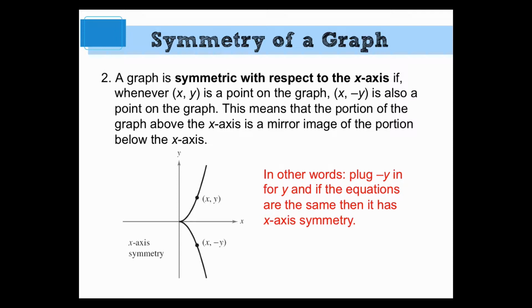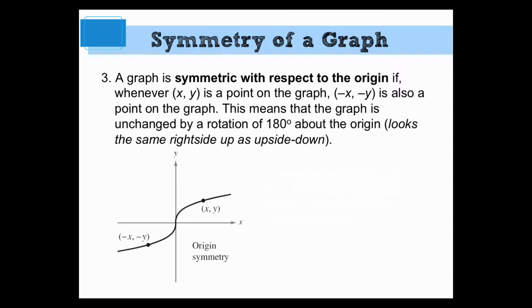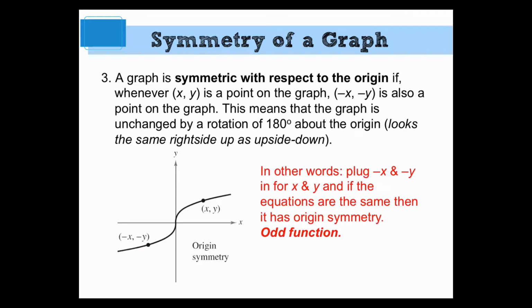And then the last one is symmetric about the origin. Now the y-axis symmetry and the x-axis symmetry are easy to tell graphically. Origin symmetry is a little bit more difficult. The secret there is take your calculator and turn it upside down. Does it look the same right side up as upside down? Then it would be symmetric about the origin. If I could pick up the board and spin this around, it would match. We good? That's called an odd function because all the exponents are odd. X cubed plus x.